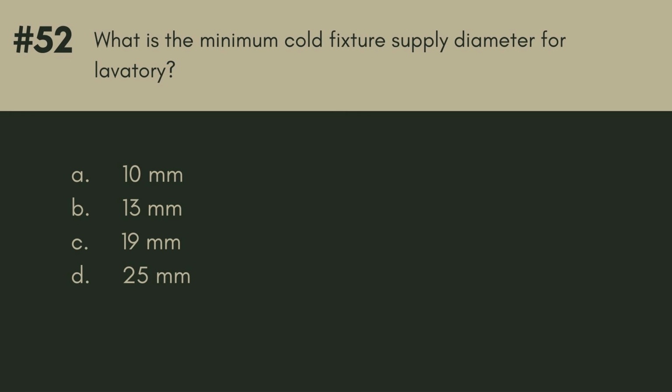Question 52. What is the minimum cold fixture supply diameter for lavatory? A. 10 millimeters. B. 13 millimeters. C. 19 millimeters. D. 25 millimeters. The answer? It's A. 10 millimeters. The minimum cold fixture supply for lavatory is 10 millimeters.